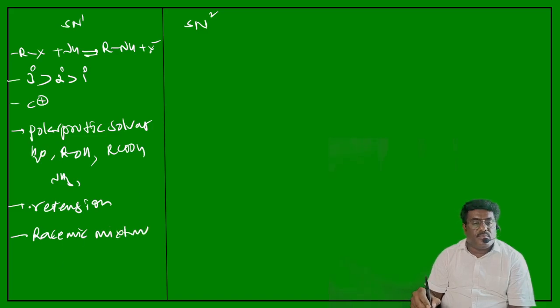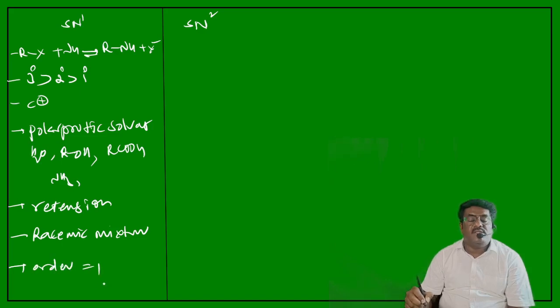Have a look at SN2. For SN1, the rate depends only on the concentration of the alkyl halide. That's why the order is equal to 1.